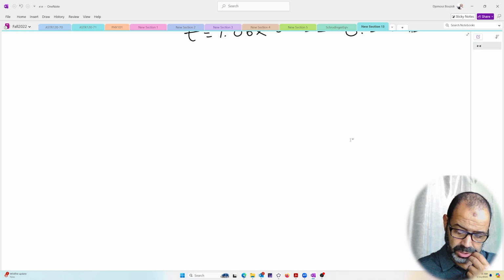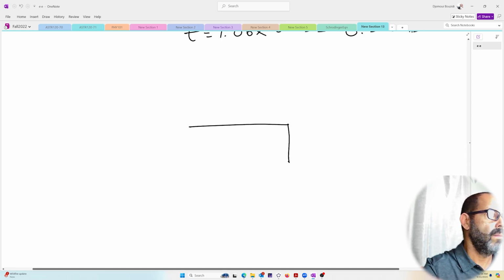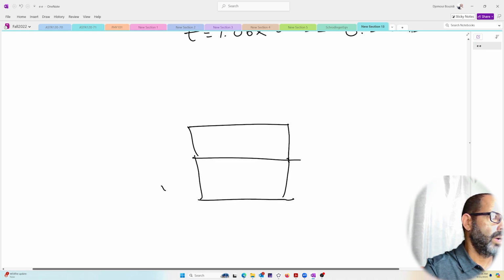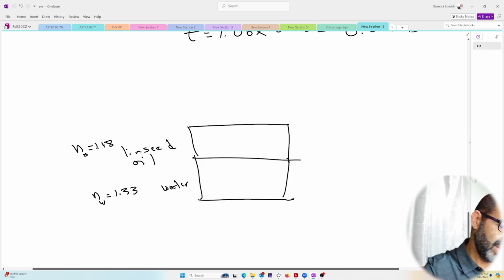Let me draw the picture so that you guys see it. We have water and an oil. This is water and this is linseed oil. They gave us the index of refraction of linseed oil, which is n equals 1.48. We're going to take n for water equals 1.33. Those are the two indices of refraction.